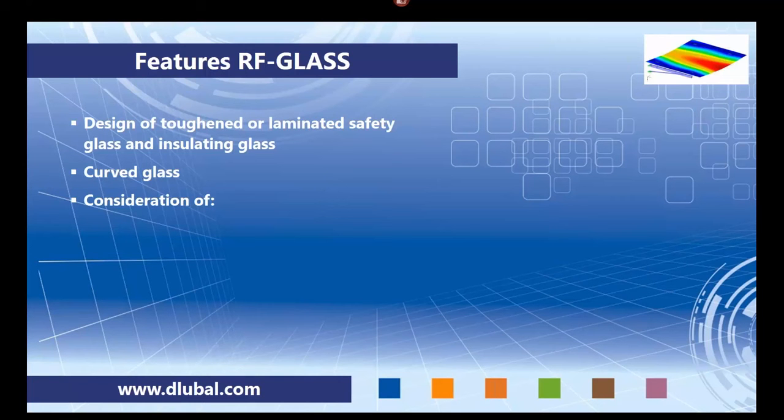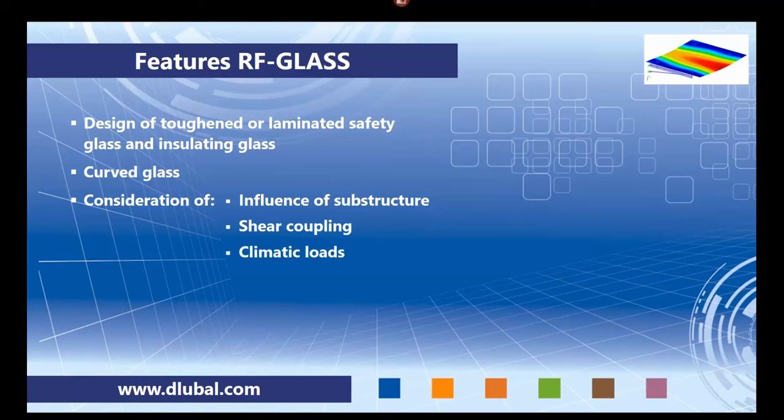We can consider some additional options. We can take into account the influence of a substructure. We can consider shear coupling between the layers, and we can take climatic loads into account, which we will do in the second example today. And of course we can do all kinds of ultimate and serviceability limit state designs.